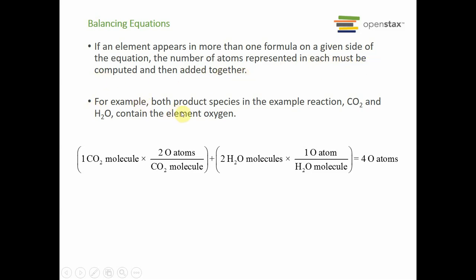For example, both product species in the example reaction, CO2 and H2O, contain the element oxygen. So we have to calculate the number of oxygen atoms in the 1 carbon dioxide molecule, which is going to be 2 atoms, plus the 2 atoms that are in the 2 water molecules, 2 oxygen atoms, and so it's 4 oxygen atoms total.